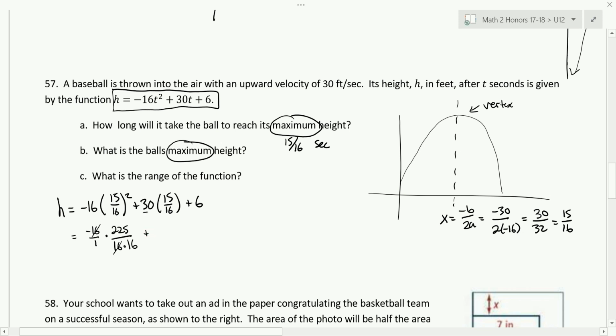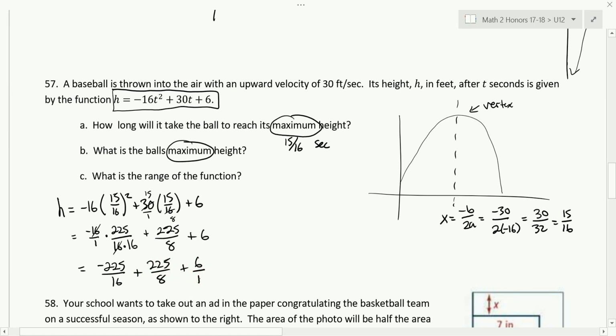Plus, I'm going to reduce some more. 30, I'm going to make a 15. 16, I'm going to make it 8. So we get 15 times 15, 225 for 8 plus 6. So now we have negative 225 over 16, positive 225 over 8, and 6 over 1.